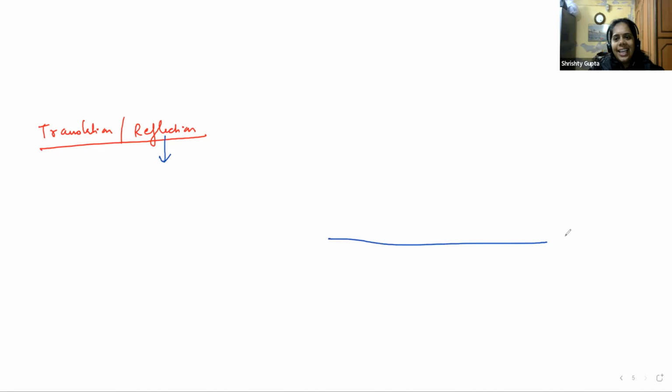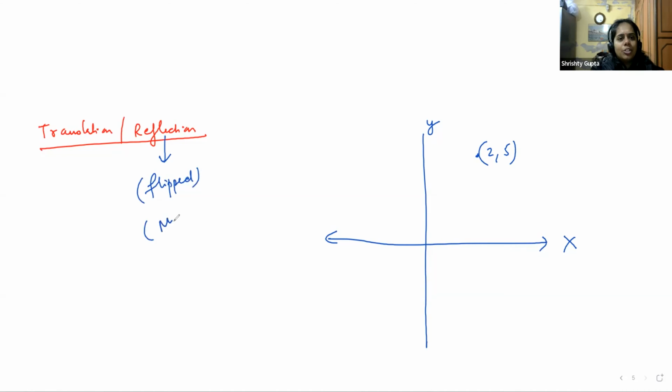The next thing that we discuss over here is the translation and the reflection part. When I talk about translation and reflection, what exactly do they express? Let me start with reflection. For example, I have this as the x-axis and this as the y-axis. I have a point here, 2, 5, that is reflected about the x-axis. Reflected about the x-axis means it is getting flipped, or I'm trying to generate a mirror image of it.